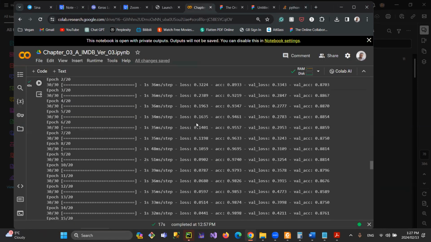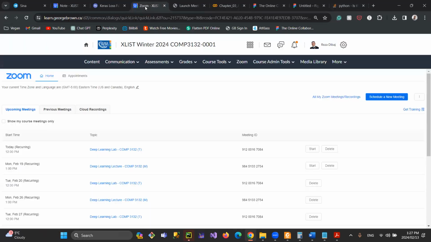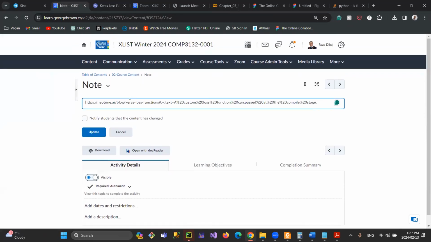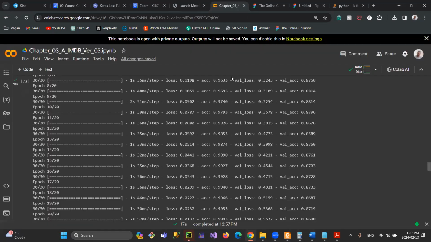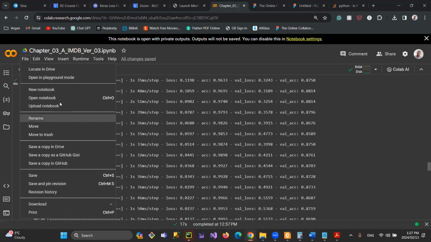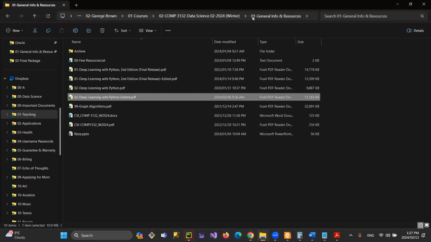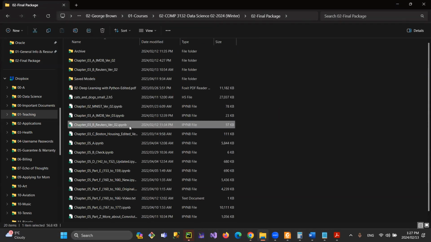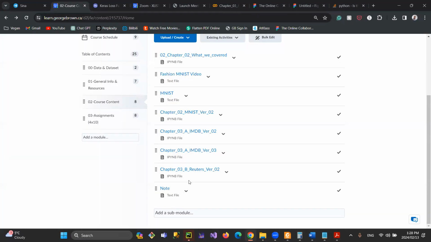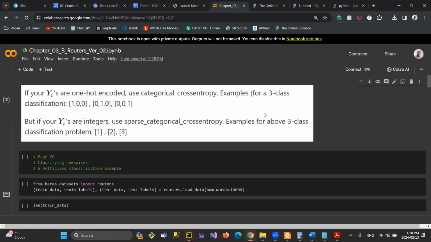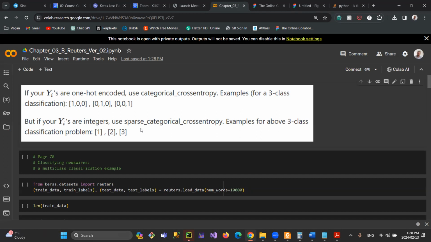Getting back to it, if you go down into your course content, you can see the second last file is Reuters version 2. So please download that and upload that one. So everything is done, means there is no error, compatible with the recent version. Where to find that? Here, Reuters in the course content, the second last. And you should see something similar to this.